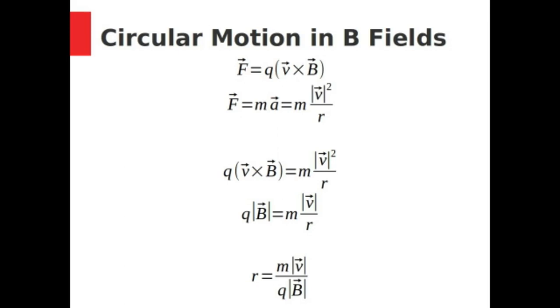This equation shows that the radius increases with the mass of the particle, but decreases with the charge of the particle. The bigger the mass, the bigger the radius. But the bigger the charge, the smaller the radius and the tighter the orbit. Also, the faster the particle, the bigger the radius. But the stronger the field, the smaller the radius and the tighter the orbit.